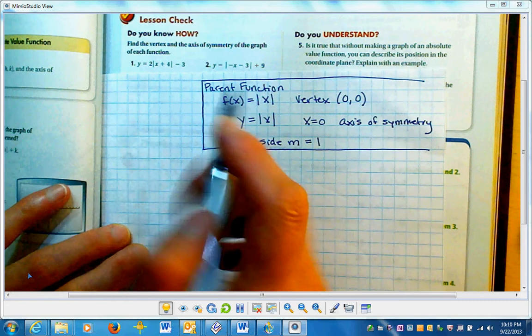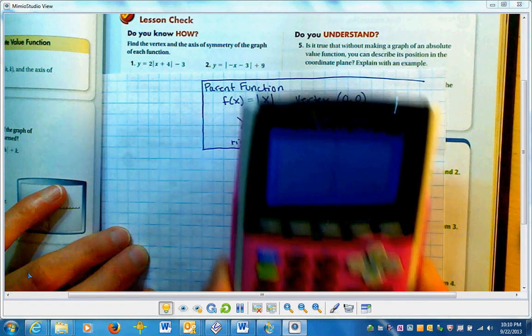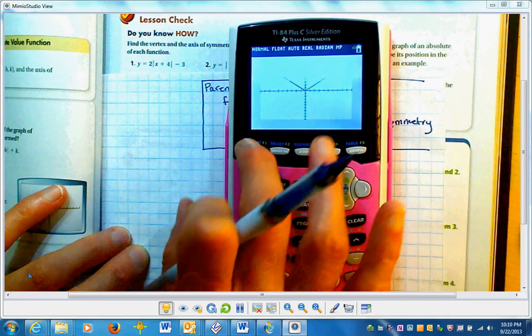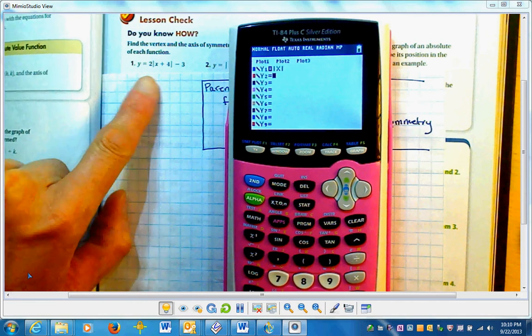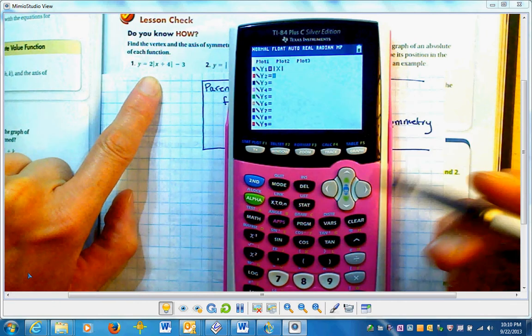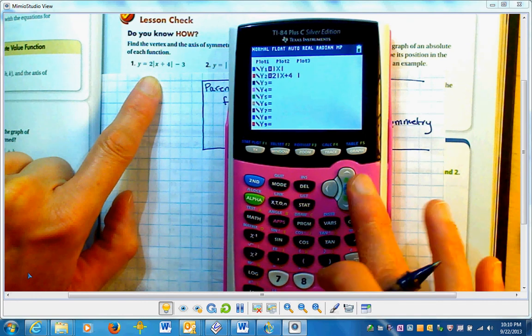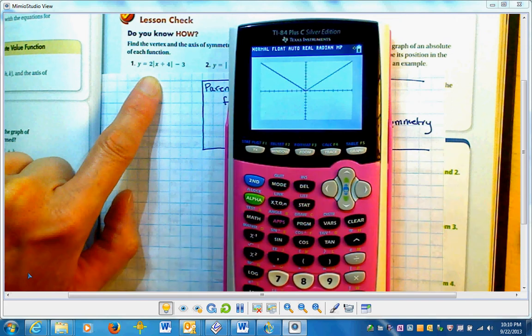So let's look at this function here, and let's see how that's different. So we're going to play around with our calculator a little bit. So go to y equals, go down to y2, and let's put in this function and let's see what happens. I'm still leaving my parent function up here because I want to do a comparison. So I'm going to do 2, math, number, absolute value, x plus 4, close my absolute value, minus 3. So let's graph that and see what that looks like.